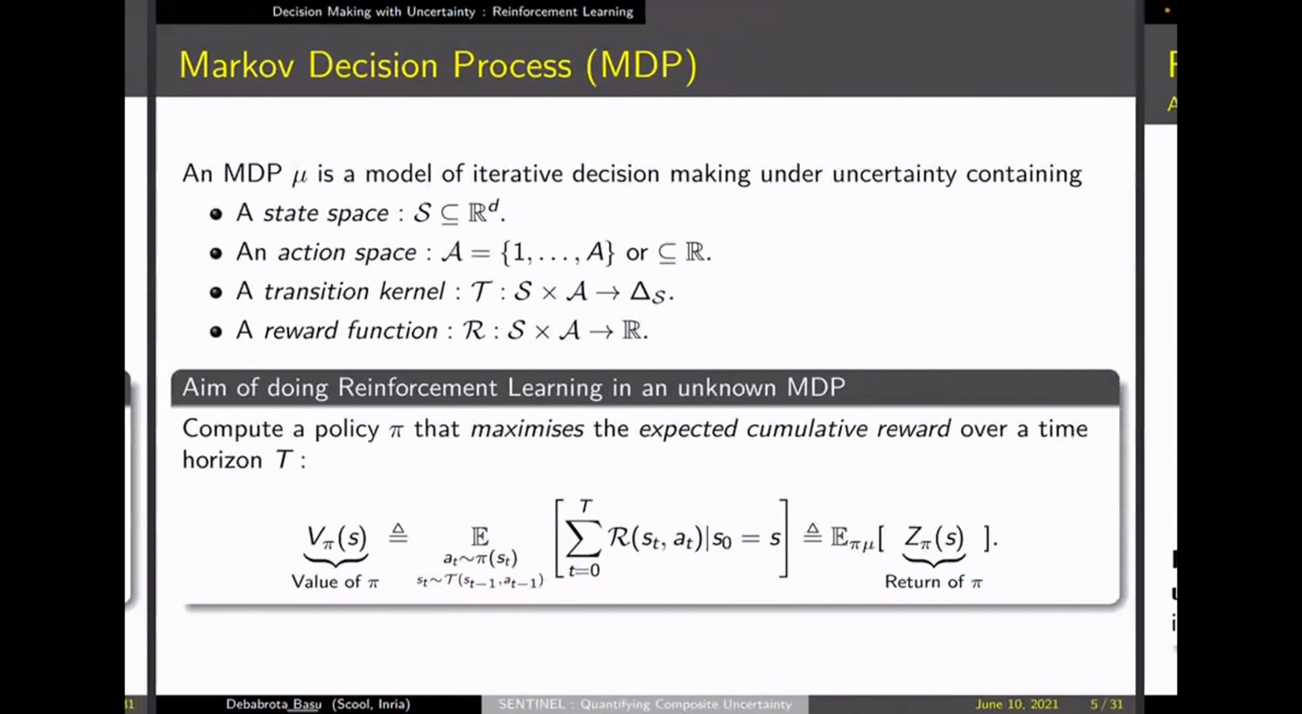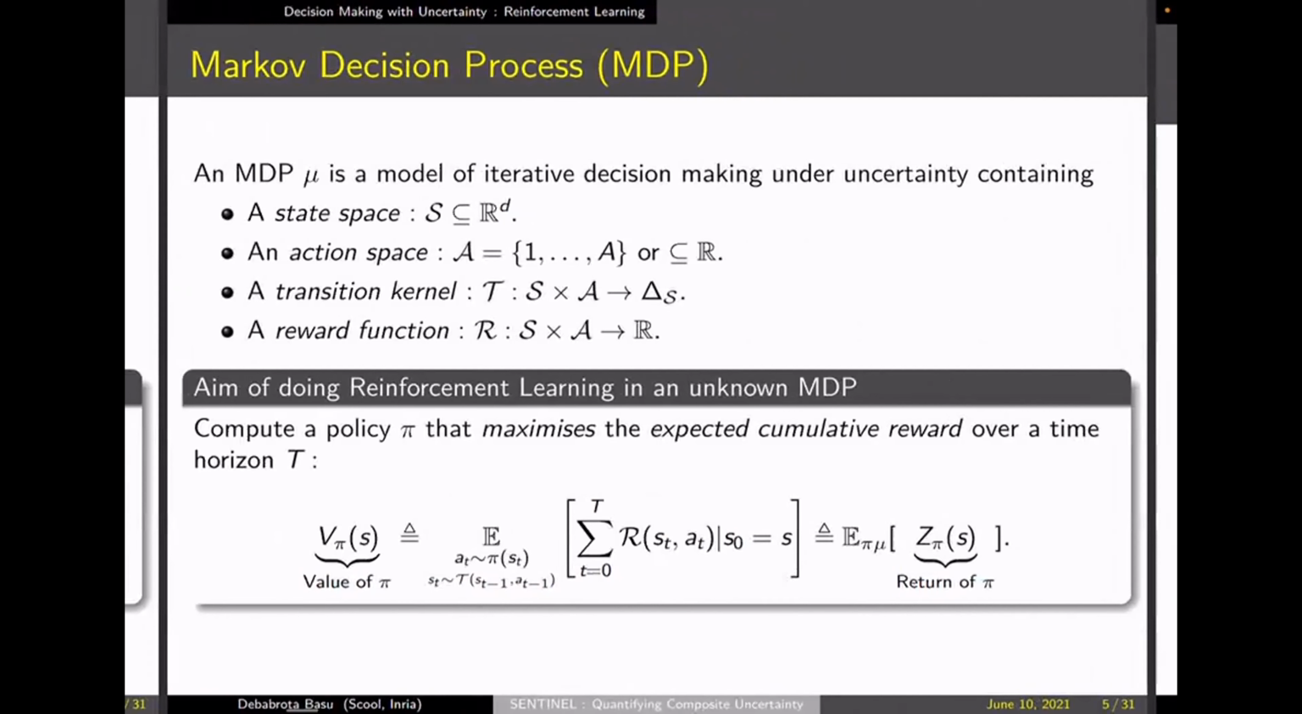I'll just throw out some jargon that people often use in reinforcement learning, just for ease of referring to them later in the talk. This expectation is called the value function of the corresponding policy pi. And the cumulative reward inside the expectation, this total sum of rewards, is often called the return of this policy pi. And we take its expectation depending on the uncertainty of the policy and depending on the uncertainty of the MDP. So there are two factors in there.